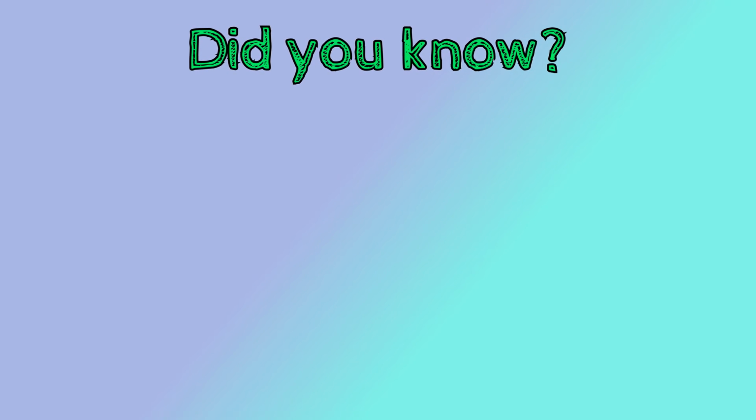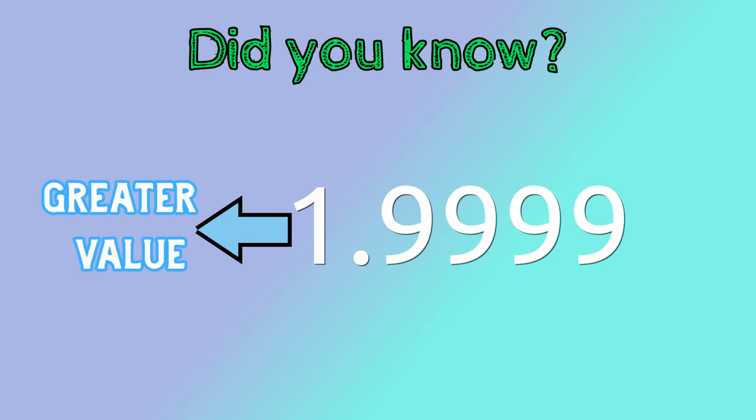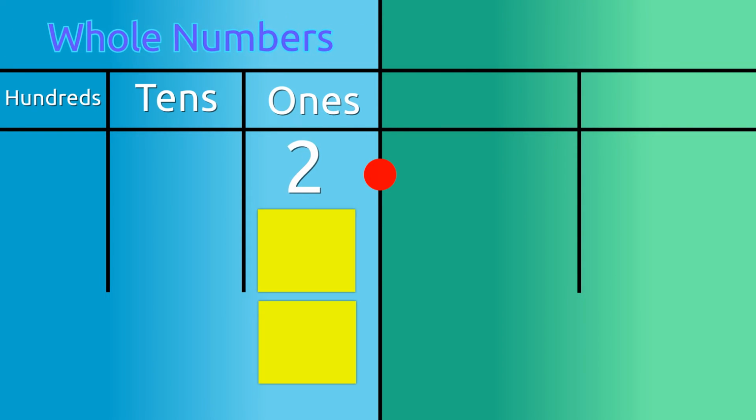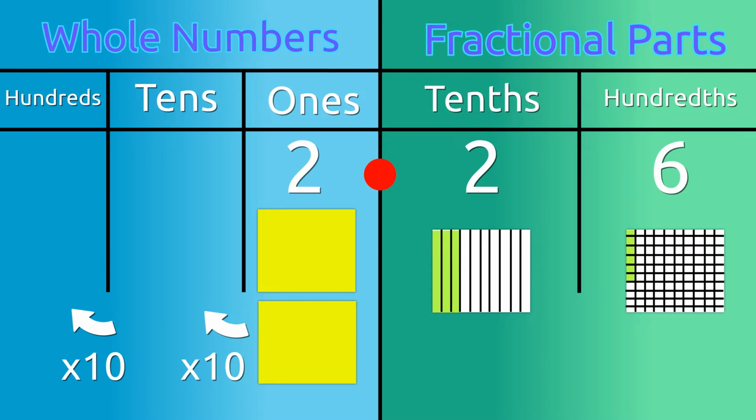Did you know that any digit to the left of a decimal has a greater value than an infinite number of digits to the right of a decimal? In math, a decimal point helps us separate whole numbers from fractional parts. As we move to the left of a decimal point, the value of each digit increases by multiples of 10.